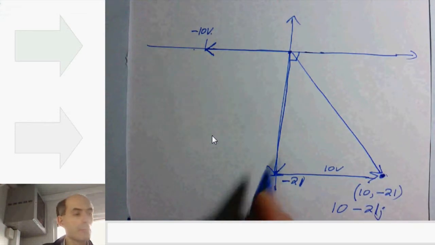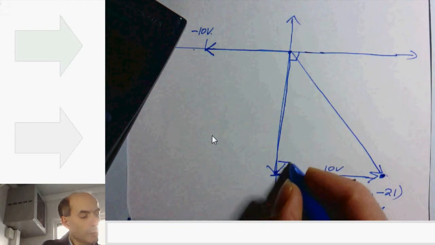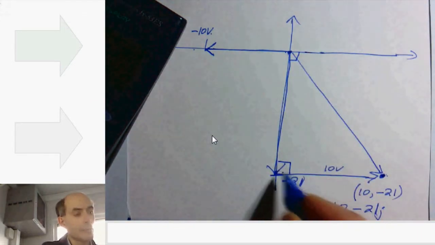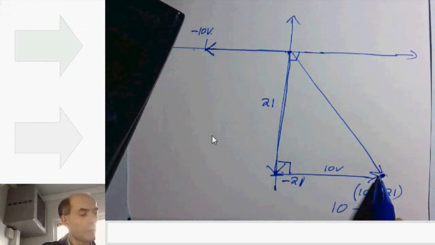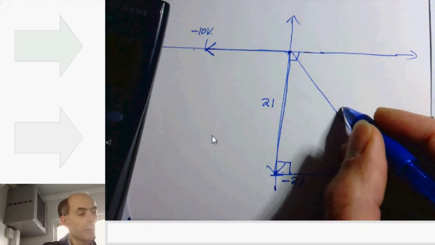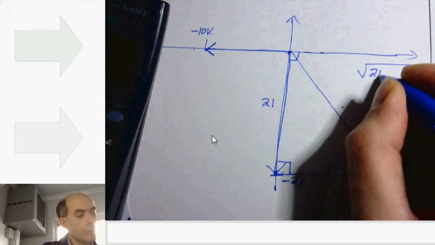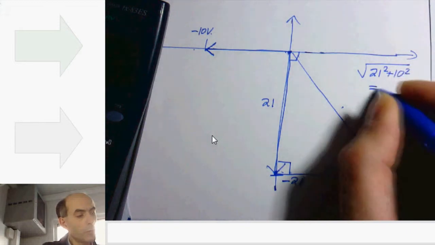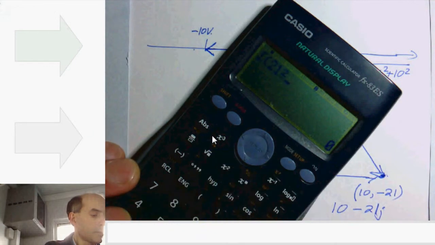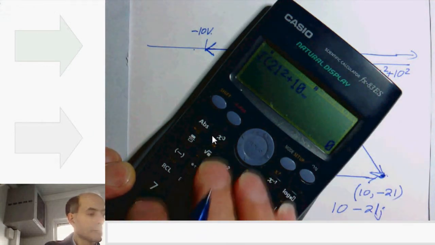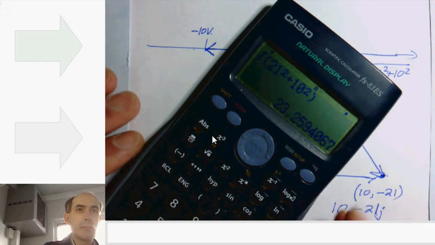its length is from here to here, and this again is a right-angled triangle. The length of this phasor is 21 volts. The length of this phasor is 10 volts, so we can work out the hypotenuse. The length of the resultant phasor here is just the square root of 21 squared plus 10 squared, which is 23.26.